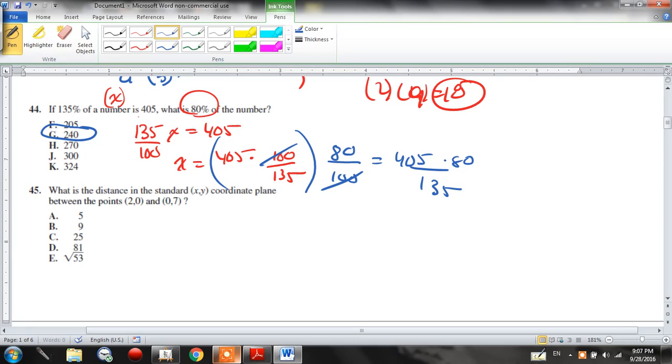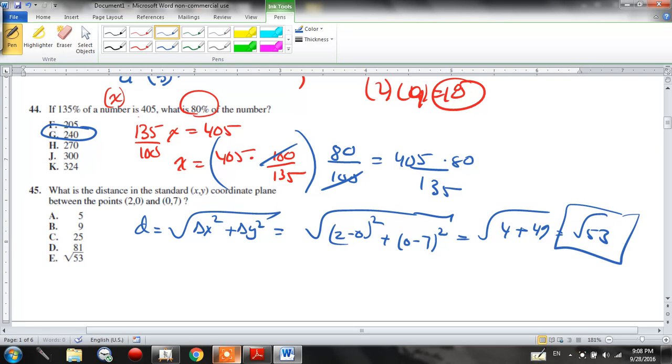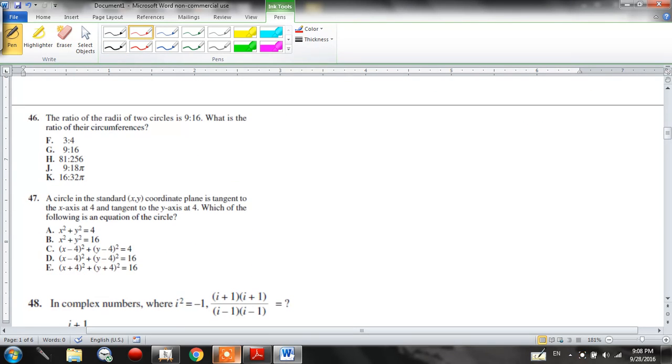Okay. What is the distance in the x-coordinate plane between these 2 points? The distance formula is the square root of change in x squared plus change in y squared, which is 2 minus 0 squared plus 0 minus 7 squared. So this is going to be 4 plus 49, that's the square root of 53. That's the distance formula. Not to be confused with the midpoint formula, for the last time, and not to be confused with anything else. Okay, 46.